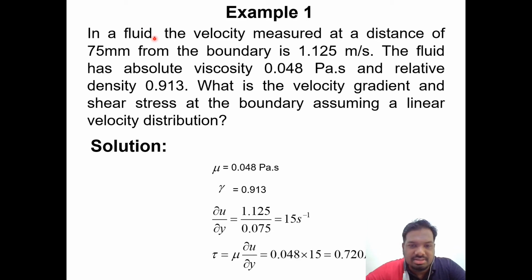So we can see from this question, we have many parameters that we have studied earlier, like velocity, given in meter per second, then we have a distance of 75 mm. Normally if it's not in SI unit, we need to convert it to SI unit. For distance, the SI unit is meter. Then we have absolute viscosity, then we have relative density. All these names we are familiar with from the earlier lecture.